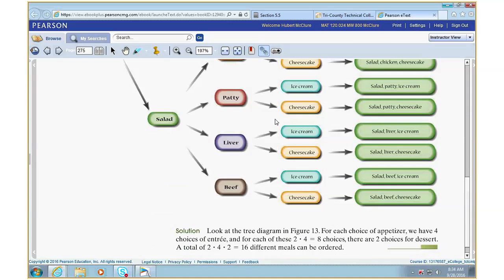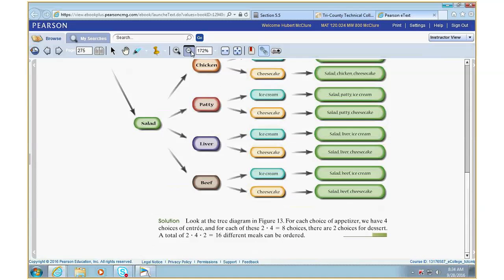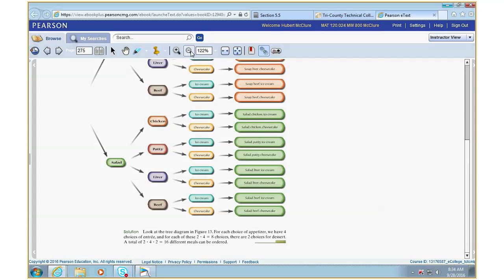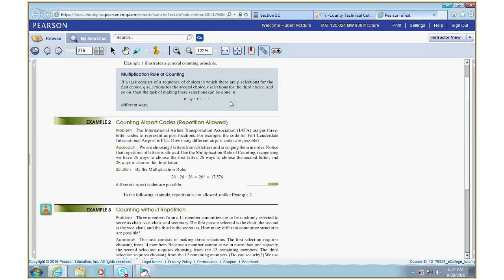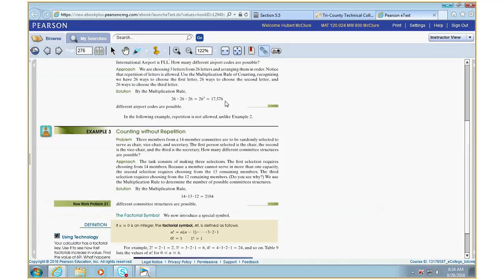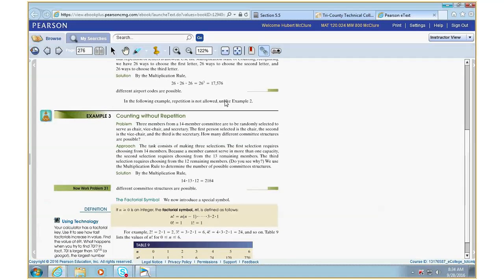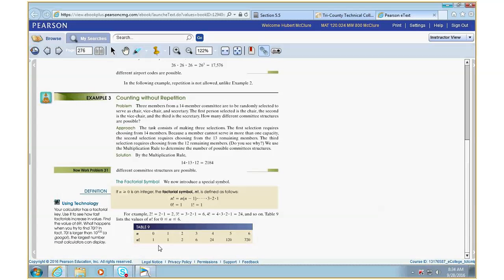Let me bring this down a little bit. Yeah, there's the first one. That's multiplicative rule of counting. Make note of that one on 276. That's where you just multiply the numbers together, which that's not what we're going over right now. Here's where they bring in factorial. There's the factorial rule, which is what I just wrote on the board.